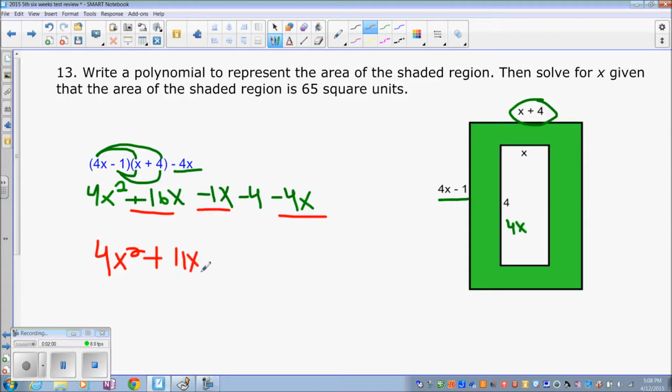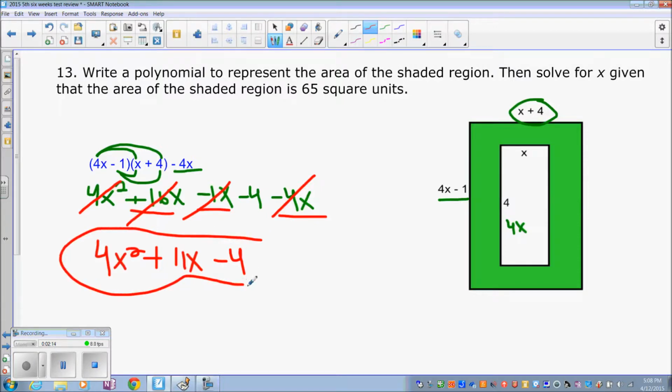And I'm going to go ahead and mark out everything that we've already done or brought down. So that's done, that's done, that's done, and that's done. And all we're left with is that minus 4. And that would be the area of just the shaded rectangle. That's your answer.